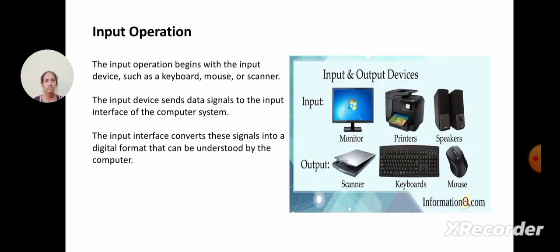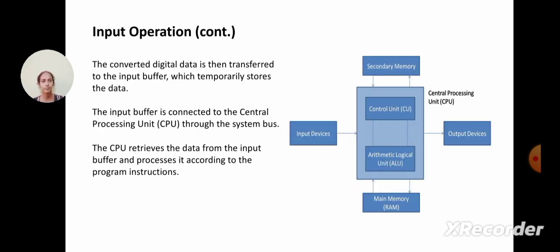Input operations. The input operations begin with the input device such as a keyboard, mouse and scanner. The input device sends data signals to the input interface of the computer system. The input interface converts this signal into the digital format that can be understood by the computer.